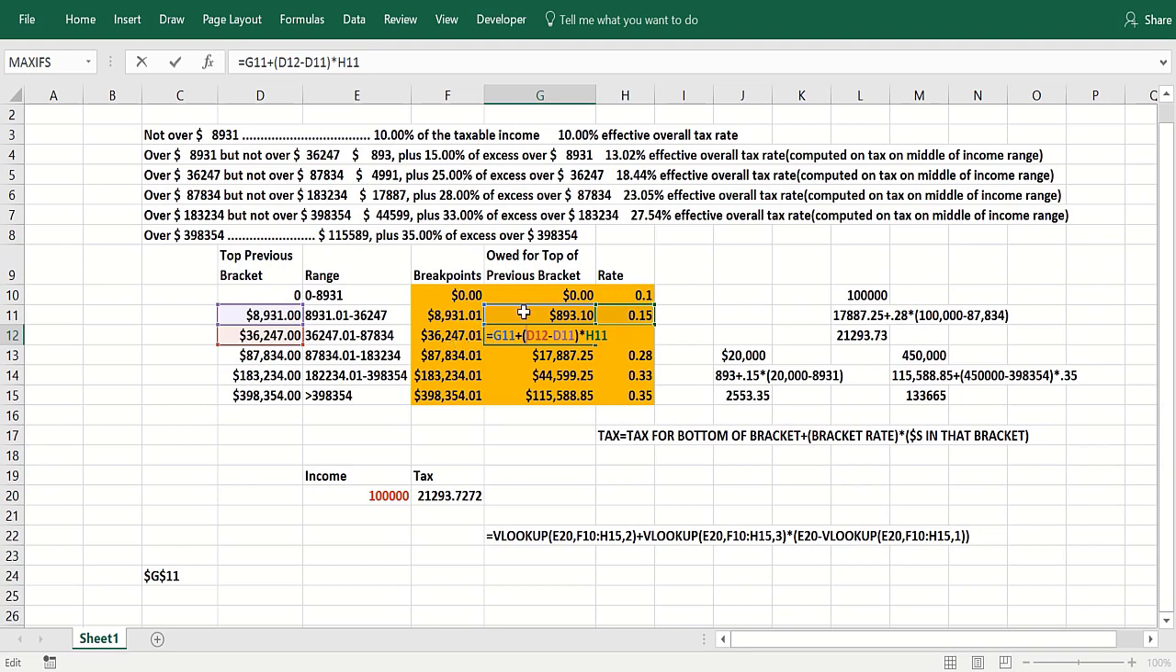So we take what we owed up to 89.31, which is this, and then we take the difference between these breakpoints times what the tax rate was in the previous bracket. So here it would be 15% of 36,247 minus 89.31, and multiply that by 15%. Then you copy that down, and you can see all these numbers in column G match what you see up above here. So now we know what's owed for the top of the previous bracket.